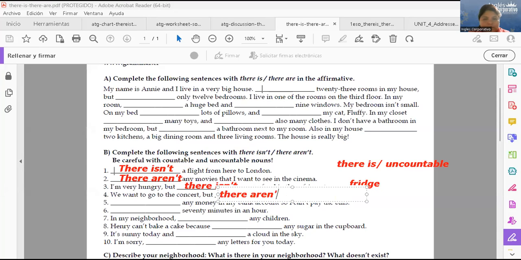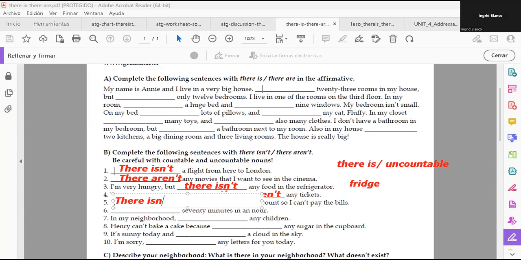But there aren't what? Any tickets. Okay, number five. There aren't what? Any money in my bank account, so I can pay the bills. Okay. There aren't any money, or there isn't any money. There isn't. Okay, there isn't any money in my bank account, so I can't pay the bills.